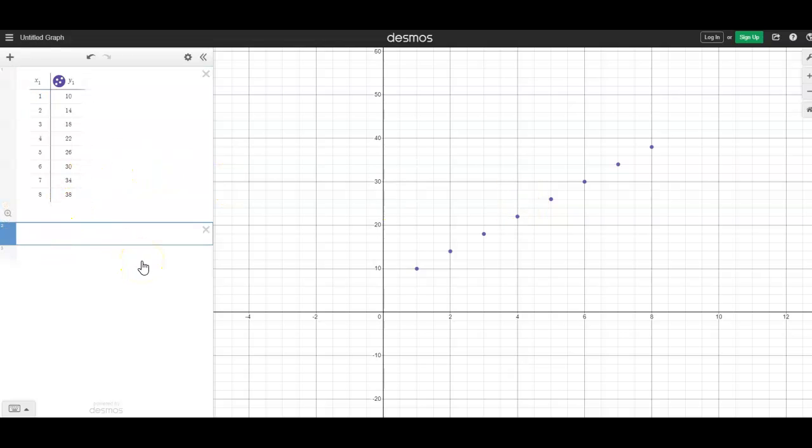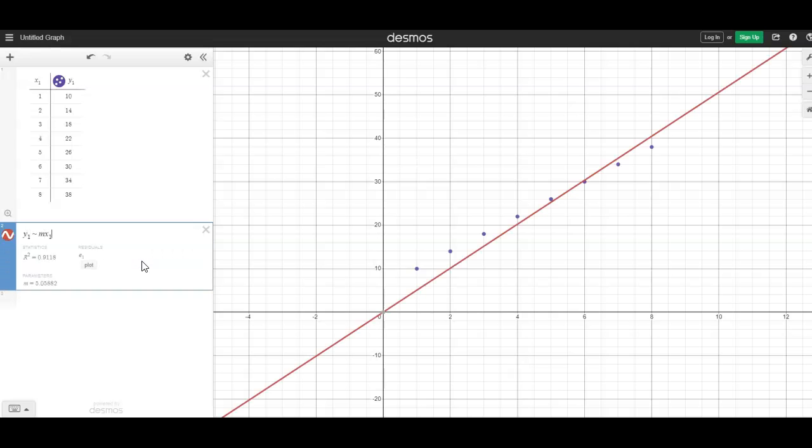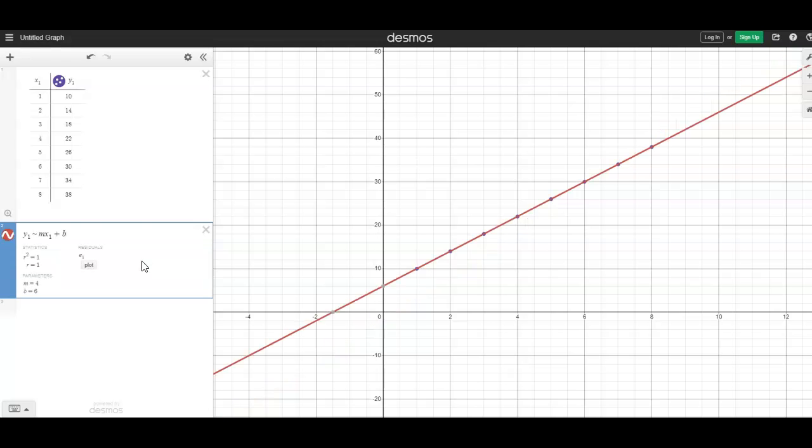And look what happens here. Since that's linear, we know we're going to use y1 tilde mx1 plus b. Once I type that in, notice how that line goes through all the points. And if you look at the r squared value, it's 1. That's because it's an exact model for this data. The slope of this line is 4 and b is 6.